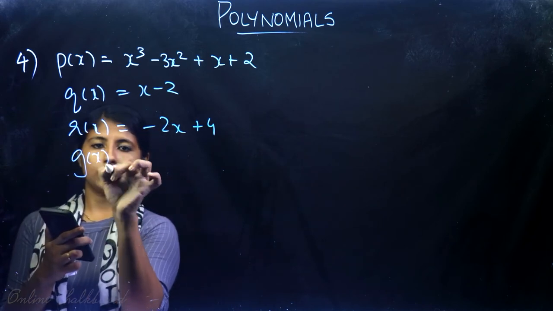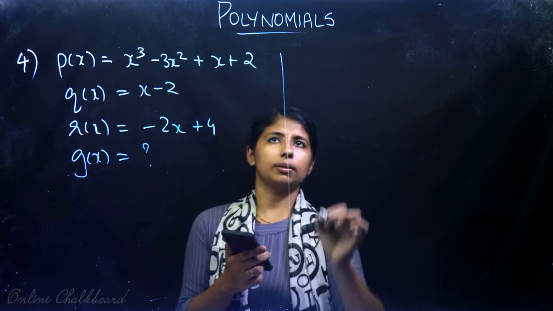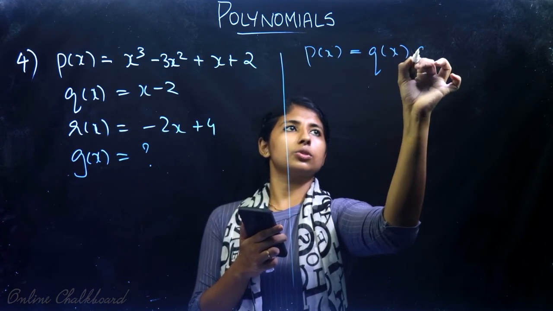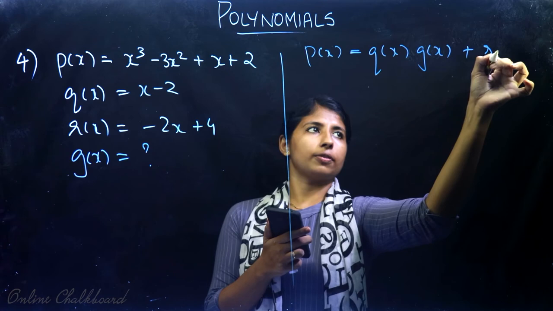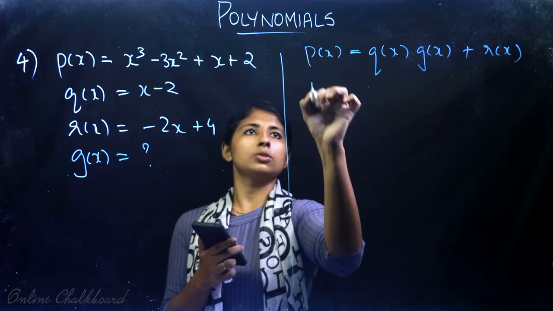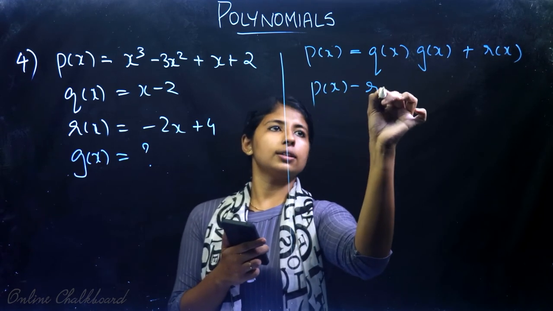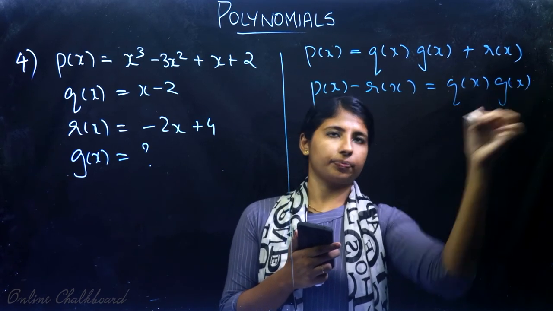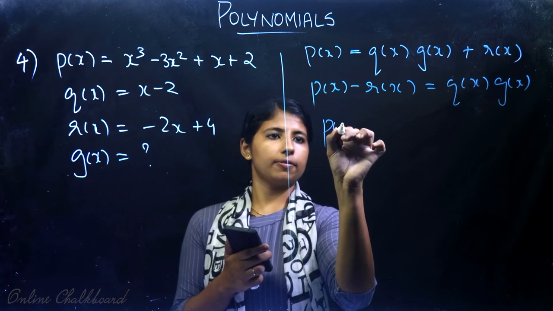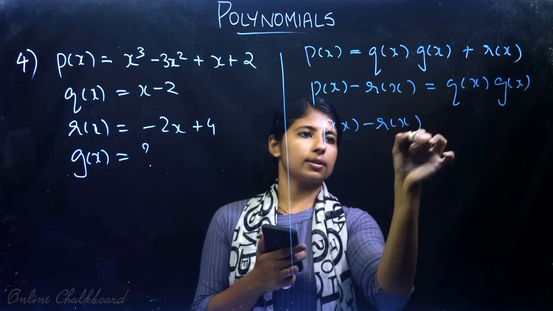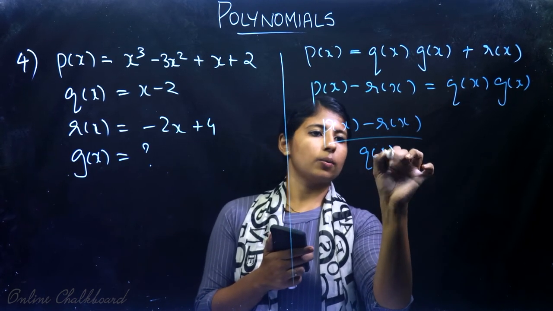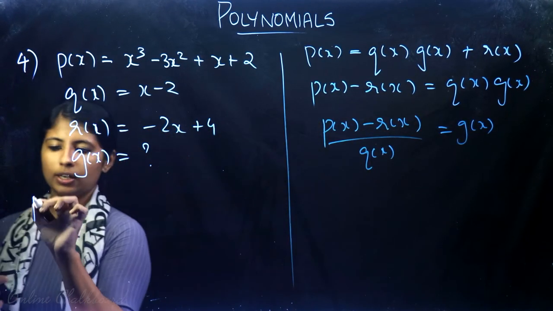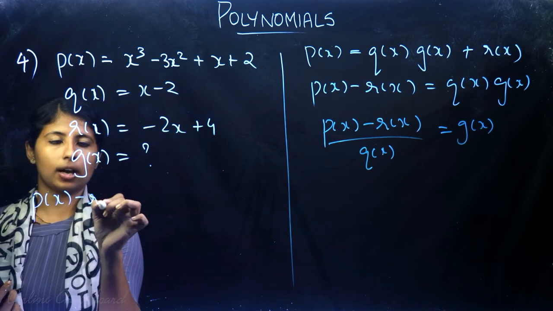Find g of x. We know the division algorithm: p of x equals q of x into g of x plus r of x. Okay. So p of x minus r of x will give you q of x into g of x. That means p of x minus r of x divided by q of x will give you g of x. So here, first of all, we need to find p of x minus r of x.